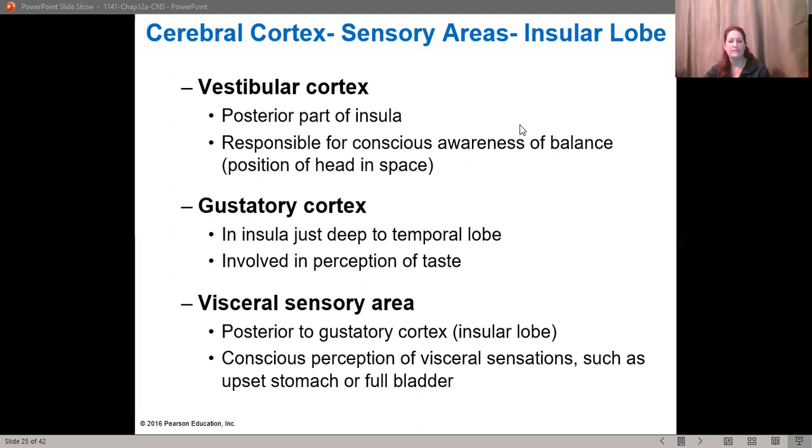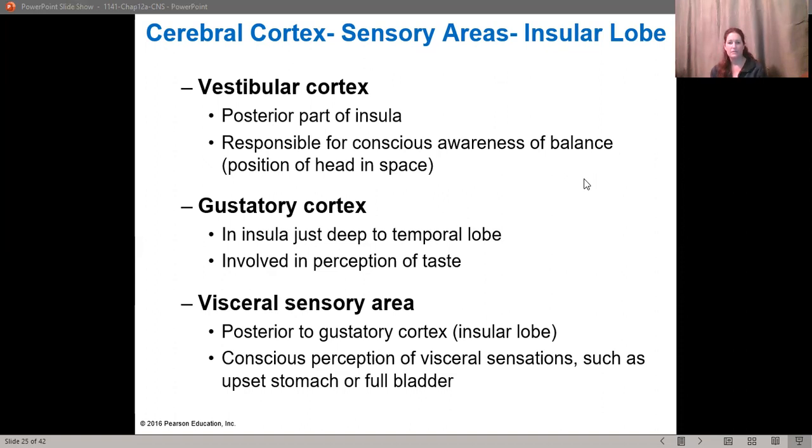And then for these 3, they are part of the insular lobe, and so they're much harder to access, and so we don't know as much about them. So for these 3, you do need to know that they're part of the insular lobe. And then for vestibular, it's involved in maintaining balance. Gustatory is involved in perceiving taste.